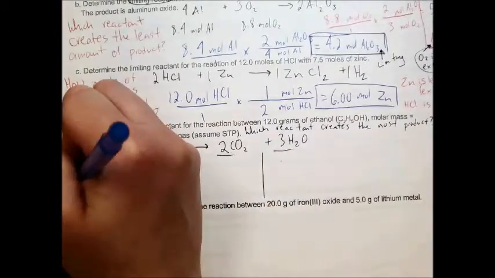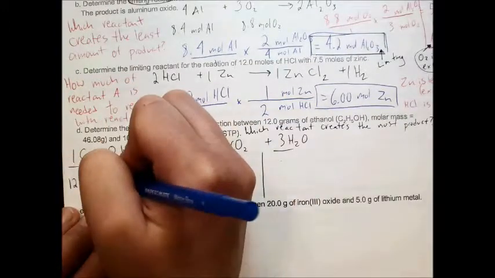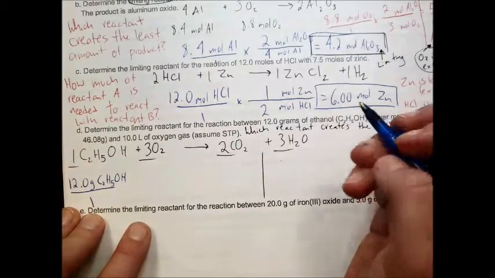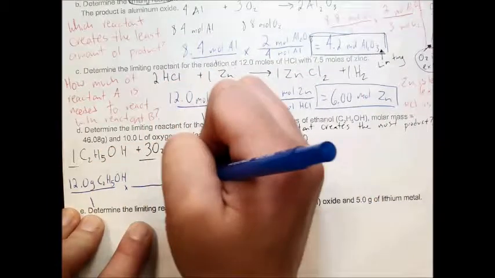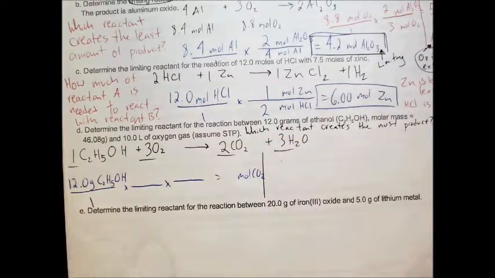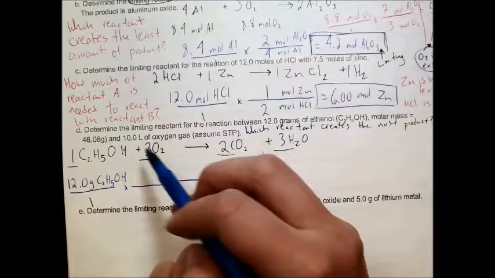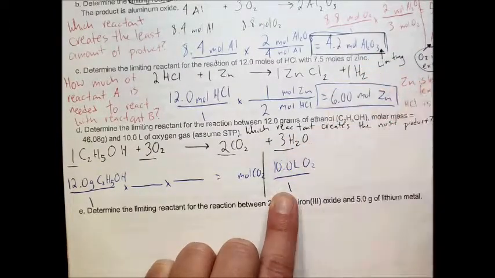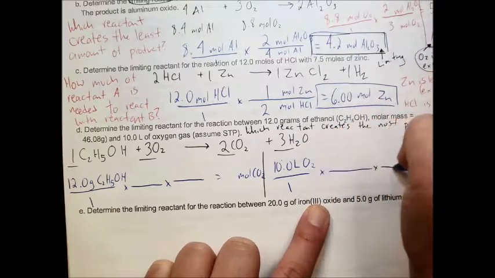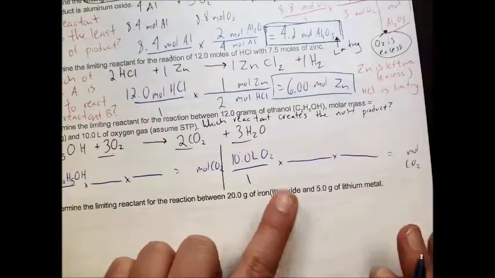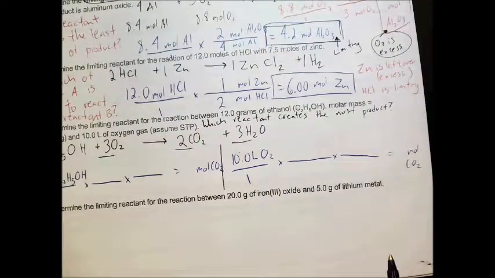So I have 12 grams of ethanol, 12 grams of C2H5OH. And I'm going to convert that in such a way to find out how many moles of CO2 I would get. Moles of CO2. I'm going to do the exact same thing on the other side, but I'm going to start with 10 liters of oxygen, and I'm going to convert that to figure out how many moles of CO2 it would create. So 2 different stoichiometry problems. Let's fill in our numbers and our units.